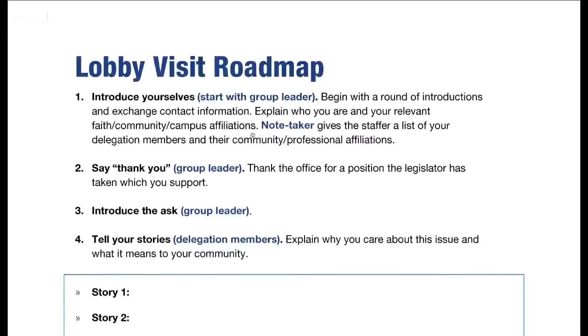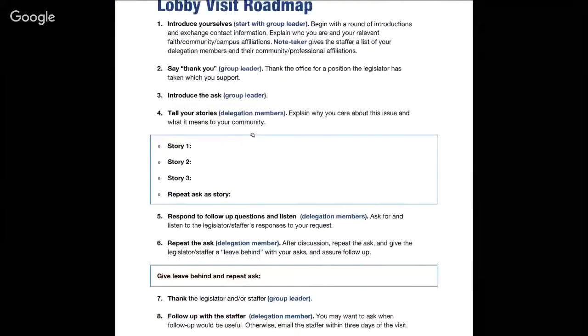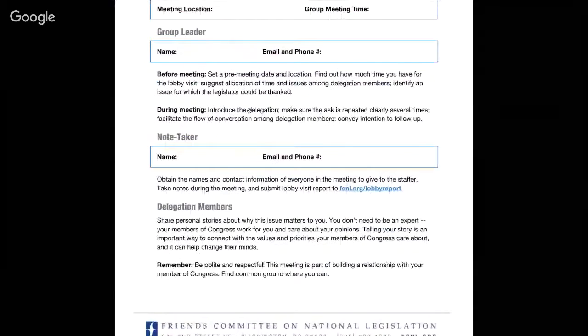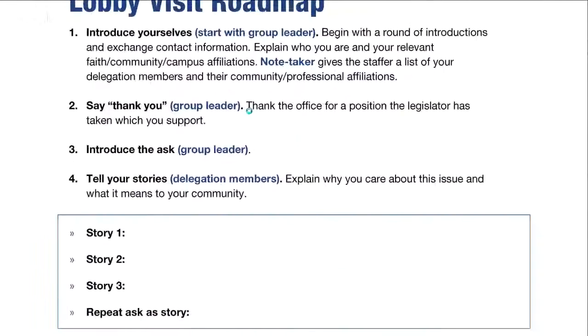So once you've decided who will do what in your group, and you may actually want to decide this after going through the roadmap together and deciding who's interested in telling stories, and sharing your stories with each other beforehand to see which feel the most powerful to be part of the lobby visit, you're going to go through the timeline. And so I'm going to go back to sharing my screen with you. On here you can see there are 8 steps.